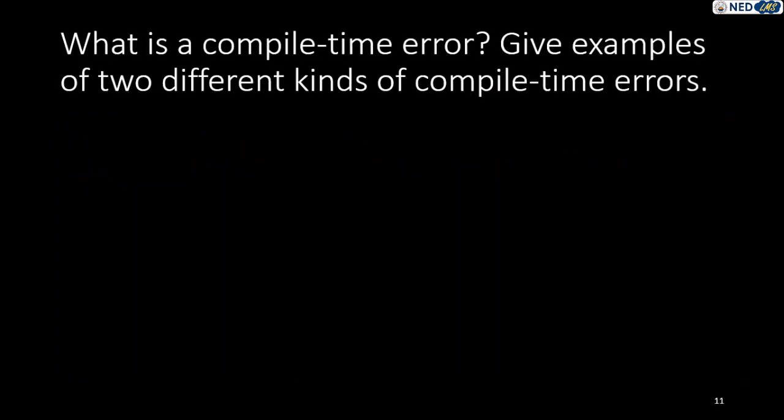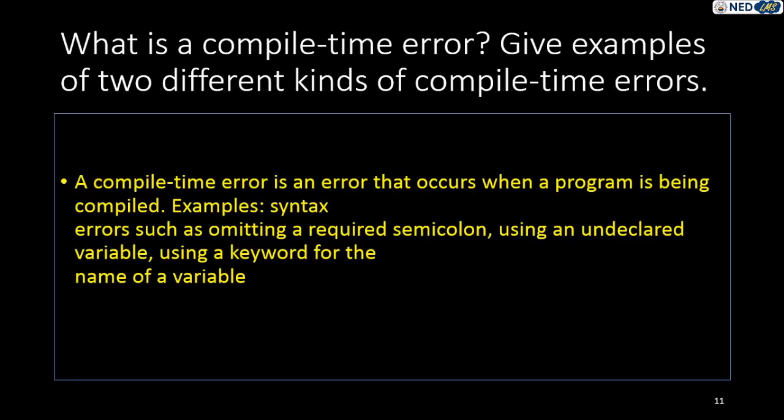What is a compile time error? Give examples of 2 different types, where you have a syntax error essentially. When the program is being compiled, for example, syntax errors such as omitting a required semicolon, using an undeclared variable as we demonstrated in this lecture, or using a keyword for the name of a variable. That's important. You cannot use a reserved keyword as the name of a variable.